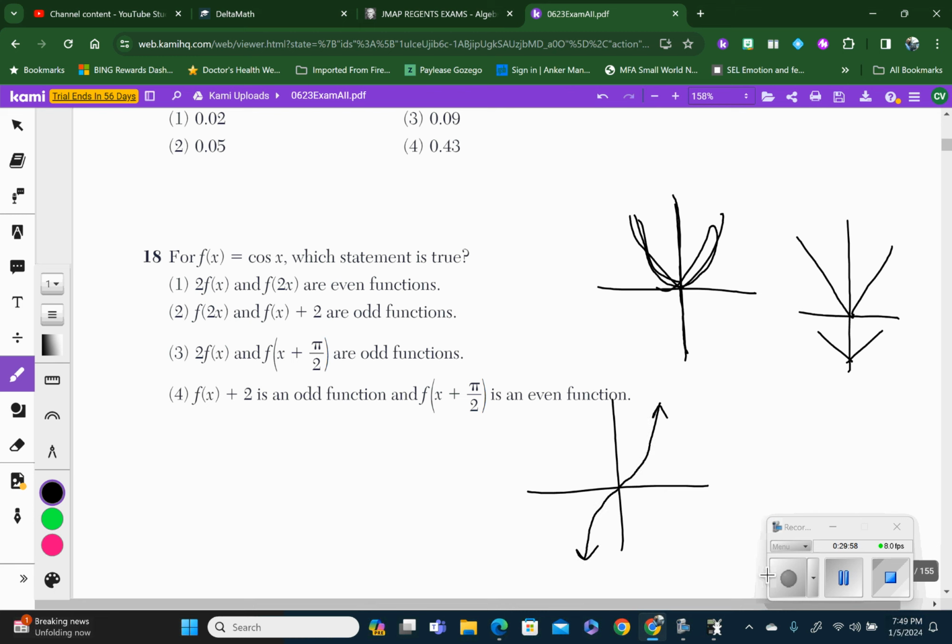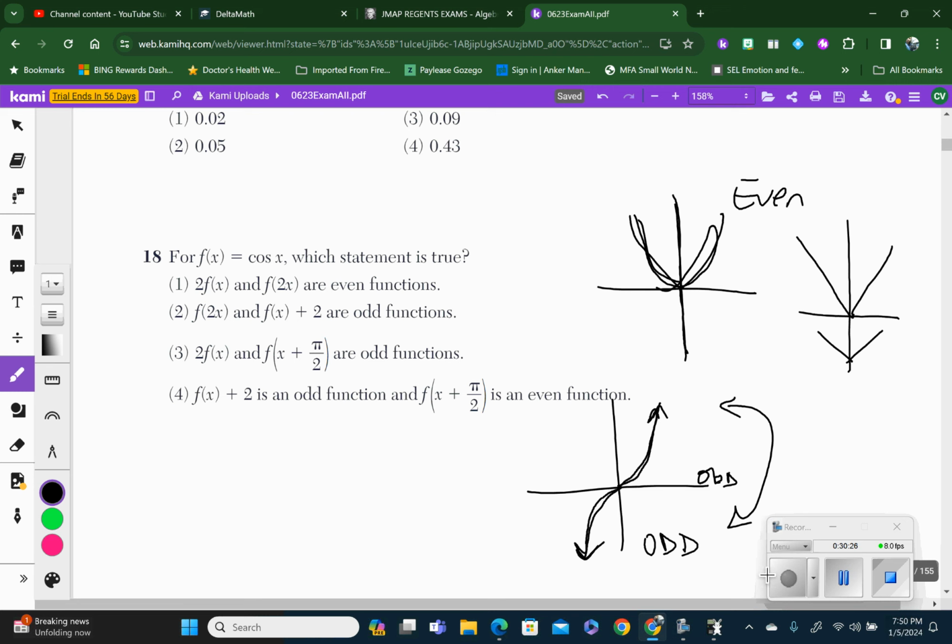Whereas if I were to take my function and turn my paper around 180 degrees, it's going to look exactly the same. When I go to the right, it's going to go up, and to the left, it's going to go down. So that's what an odd function is. It looks the same when I turn it around 180 degrees. So even and odd. Now this is just a matter of plugging this into my calculator.